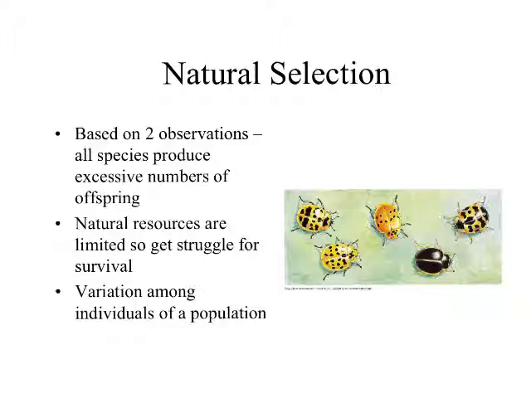First, all species reproduce with an excessive amount of offspring. That means they make tons and tons of babies, and these babies are going to have variations. They're not all going to look identical. And all of these babies, along with everybody else's babies, are going to have to struggle for survival, because the world cannot continually sustain unlimited life. So the natural resources in that area are going to be limited, and there's going to be this struggle for survival.